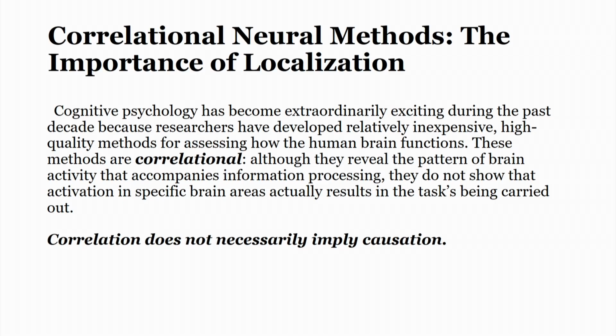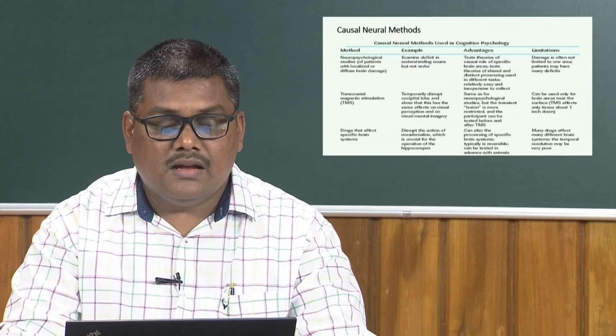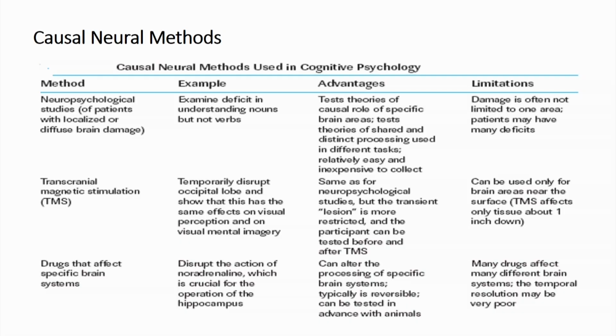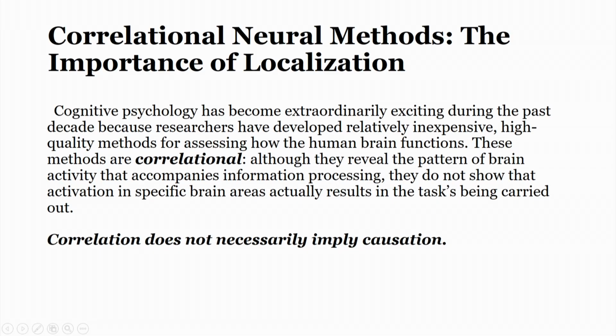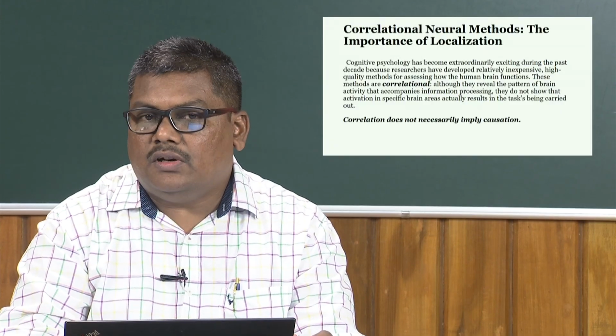Now, there are a couple of techniques here. So, let us look at those techniques, their advantages and disadvantages, and discuss how this method really works. So, the causal neural methods have 4 different techniques to look at. I am sorry, 3 different techniques to look at, and these techniques are the neurophysiological studies, the transcranial magnetic stimulation, and the drugs.